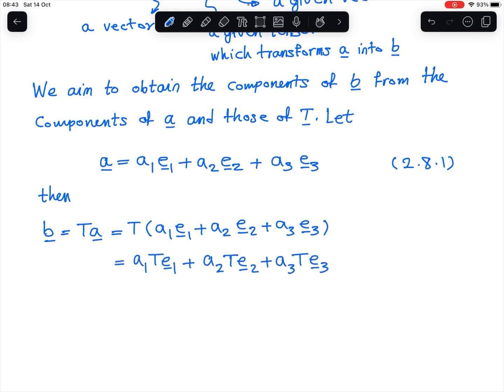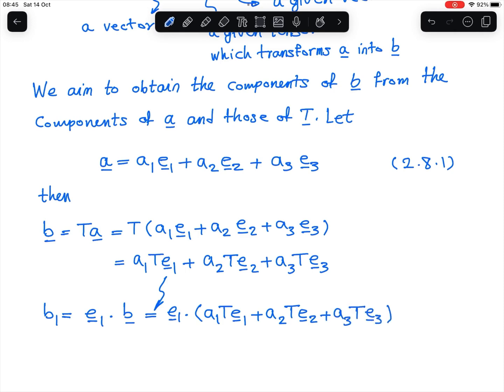The first component of the vector B can be extracted from the dot product of E1 and B. We substitute B from the above expression by performing the dot product on the bracket and factoring out the constants A1, A2 and A3, we will have.